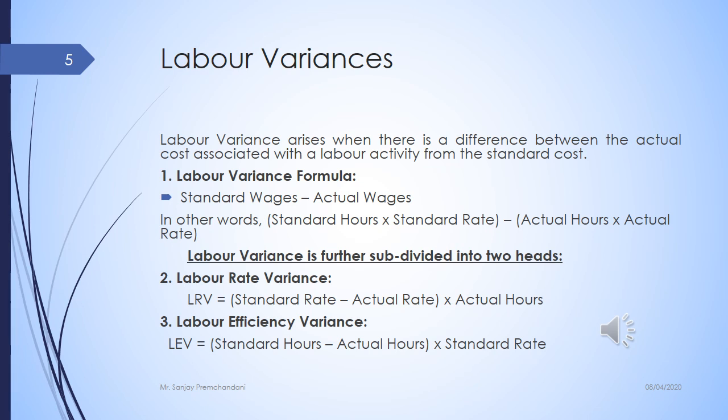The second is labor efficiency variance. Instead of usage, here they have used the words labor efficiency variance. Efficiency means we have to compare hours. So we compare standard hours minus actual hours into standard rate. So you are going to get the labor efficiency variance.